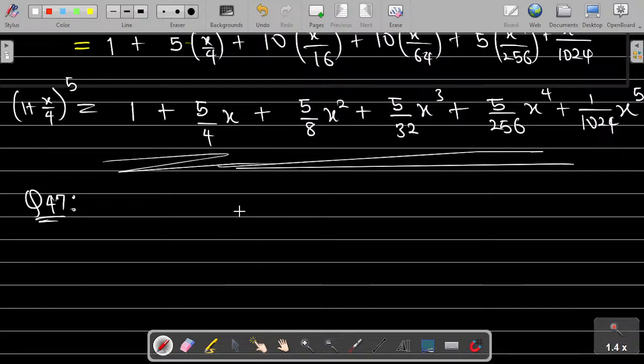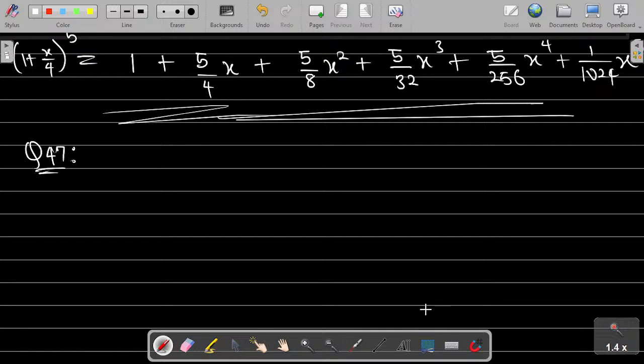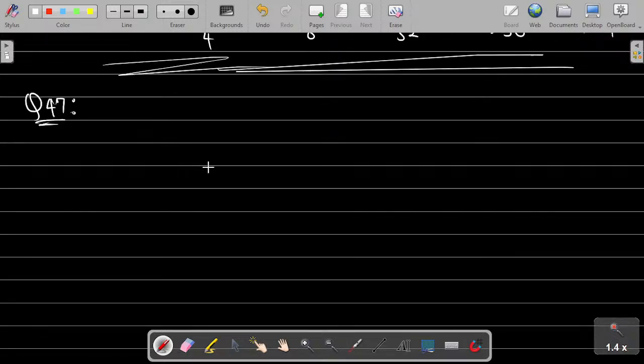Okay, so over to question 47, and that question is also from binomial expansion. It says write down the binomial expansion for 1 plus 2x raised to the power of 7 in ascending powers of x, that means beginning from the least power to the highest power, and then simplifying all coefficients. Okay, just the same question as what we did up here, so we can quickly begin that.